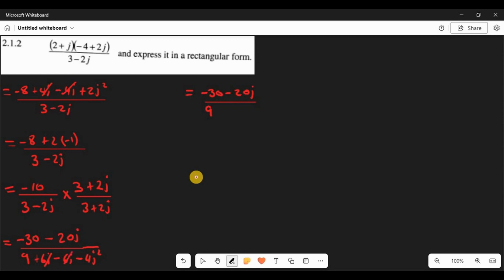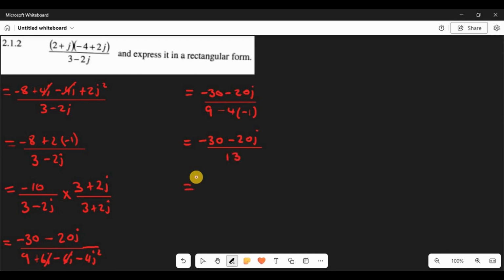But at the same time, we have minus 4j squared. But remember, j squared is the same as negative 1. So wherever there is j squared, we put negative 1 there. And then as we continue, this becomes negative 30 minus 20j. Divide by. Let's look at these numbers here. Now, this becomes 9 minus 4 multiplied by negative 1. So this becomes plus 4. So this is going to be 9 plus 4. This is going to be divided by 13.